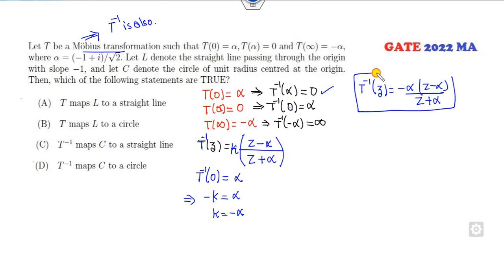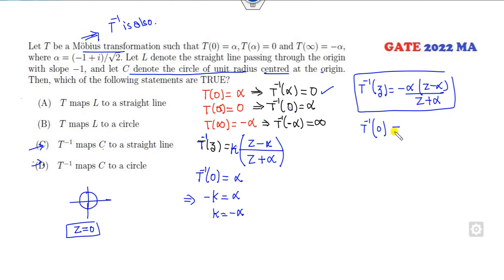This is the mapping. Now we can find it firstly for here. C map. What is the C? C is the unit circle centered at the origin and the radius of the circle is my 1. Fine. Take any point inside it. Say z is 0. What is my, sorry, this is t inverse of z. How can you find it? When z is 0, what is that? It's a 0, it's a 0, it cancels out, it's a minus of alpha.